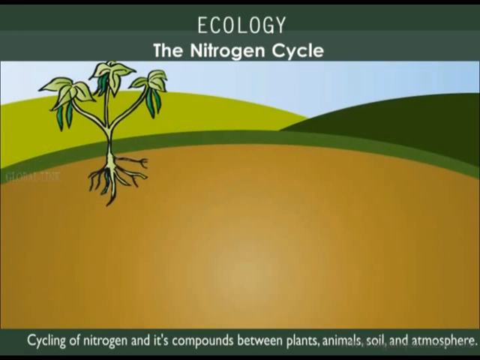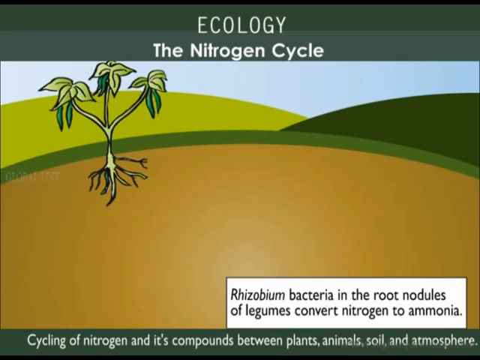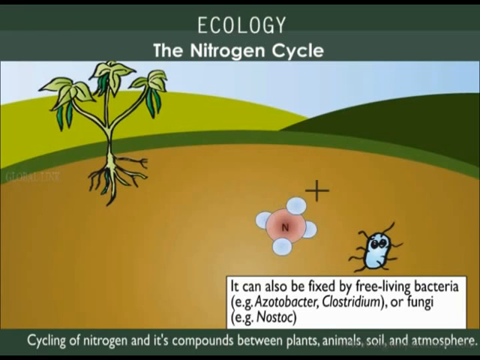Biologically, nitrogen fixation is done by nitrogen-fixing microorganisms. These include the rhizobium bacteria in the root nodules of legumes, which convert atmospheric nitrogen into ammonia, which can be used by plants. It can also be fixed by free-living bacteria such as Azotobacter and Clostridium, and some algae like Nostoc. All these organisms fix nitrogen into ammonia.